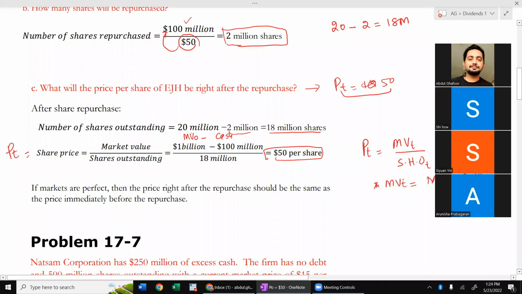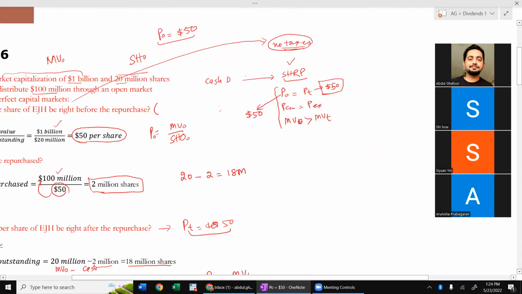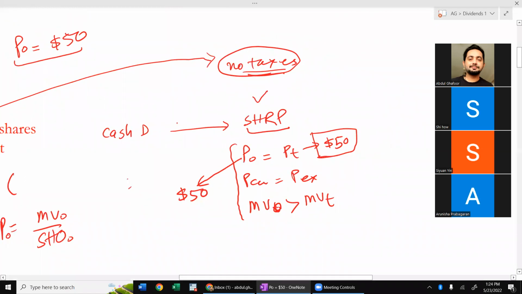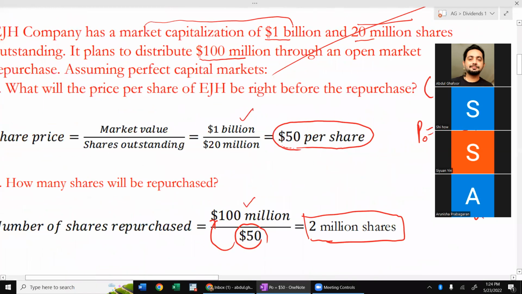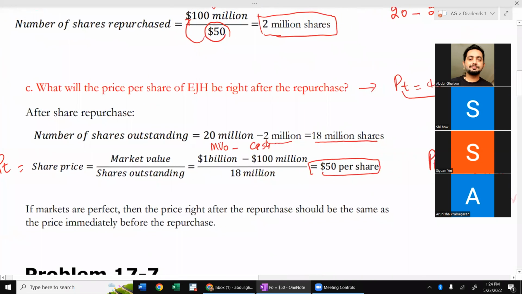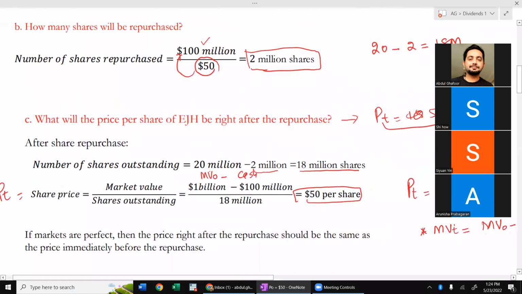Okay, as you can see, theoretically we knew the answer would be 50, because P0 should be equal to PT, 50 and 50, right? This is the answer we knew, but the question required the calculation, so you do that. But if the question asks you to answer it theoretically, then you should not do the calculation. But if the question asks you to calculate, then you should do the calculations. Any questions so far, students?